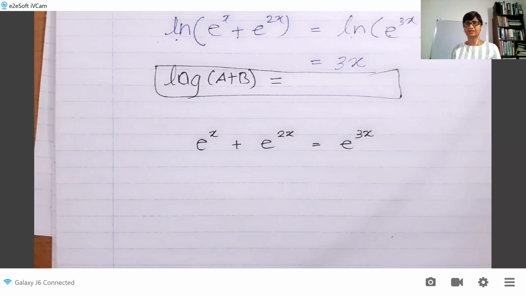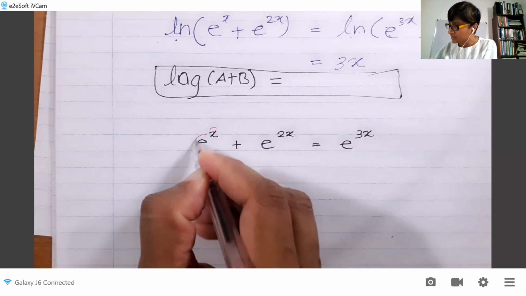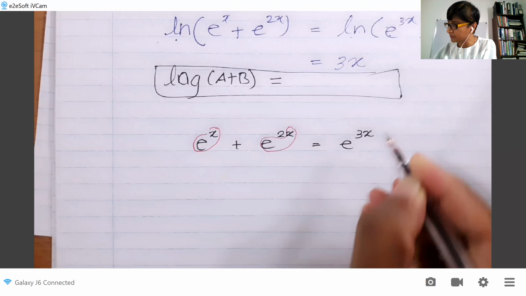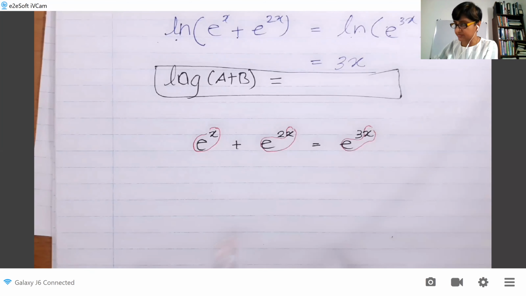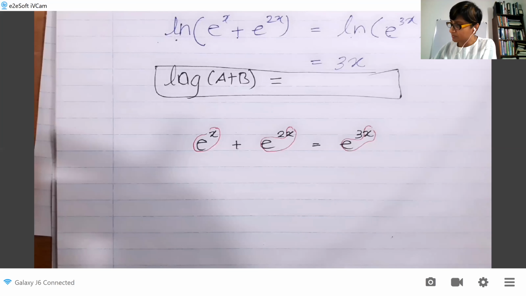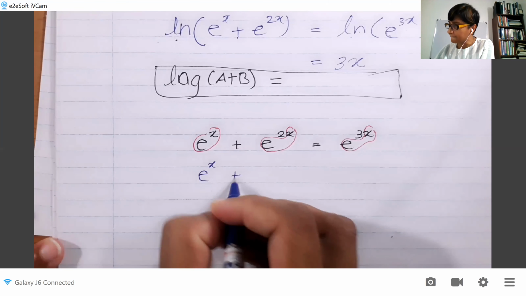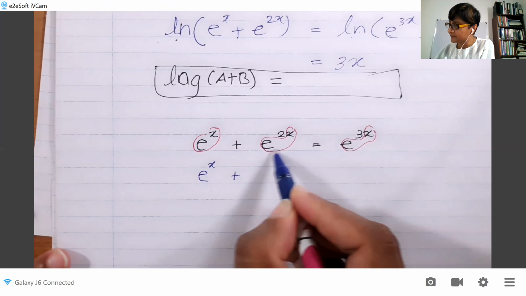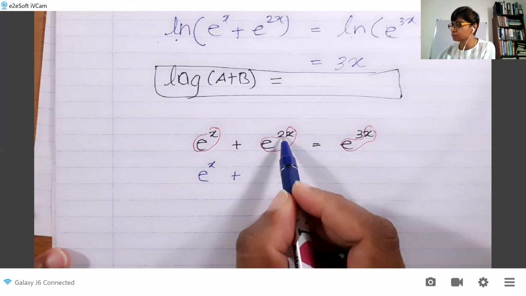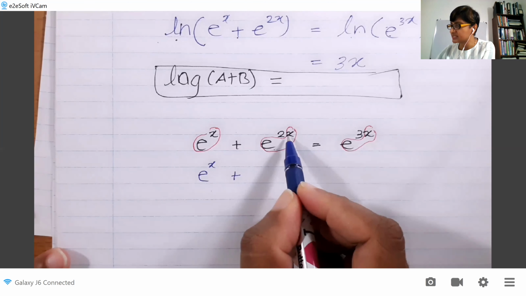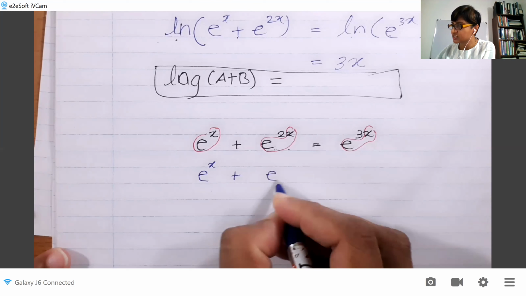Don't restrict that strategy only for quadratic type. This also looks like a bit of a quadratic. But remember that as a technique. Do you see that this is everywhere e to the power of x? Let me break it down for you. This is actually e to the power of x plus, this I can write as e to the power of x squared. Is that right?